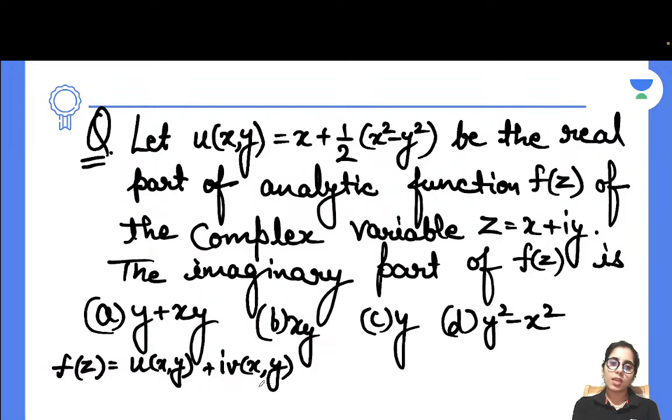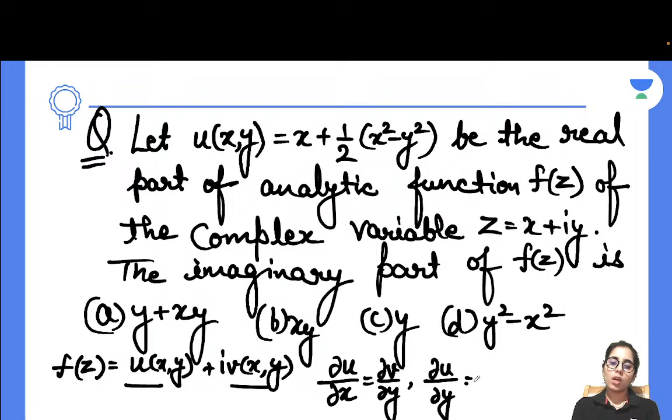And now in this case, what will happen? The u is the real part, v is the imaginary part. And in this case, u is already given to you and v you need to find, right? So what will happen? There are Cauchy-Riemann equations we consider. Delta u over delta x is equal to delta v over delta y, and delta u over delta y is equal to negative delta v over delta x.